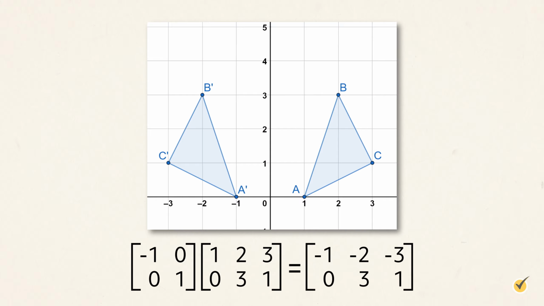Suppose we wanted to reflect our triangle over the y-axis. None of the y-coordinates would change and all the x-coordinates would become the inverse. Here's what the multiplication looks like. All the x-coordinates are now opposite the originals and our triangle has been reflected.